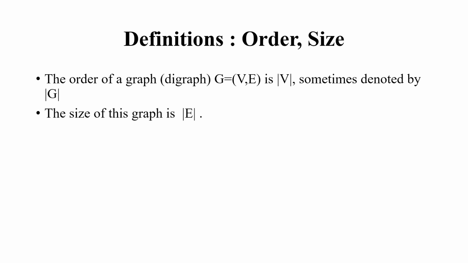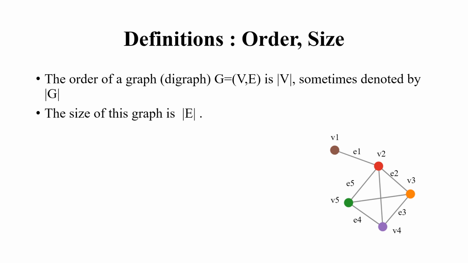Now let's take an example of a graph. So let's say this is the graph that we have. Here we have vertices V1, V2, V3, V4, V5. So we have 5 vertices, that means the order will be 5. And we have edges E1, E2, E3, E4, E5, E6 and E7. So we have 7 edges. So the size of the graph will be 7.